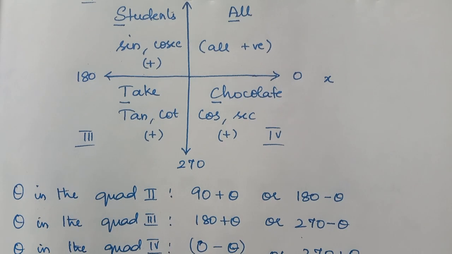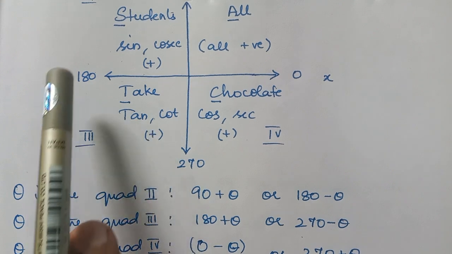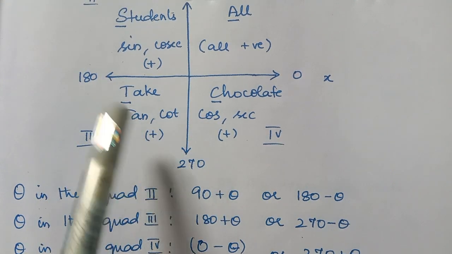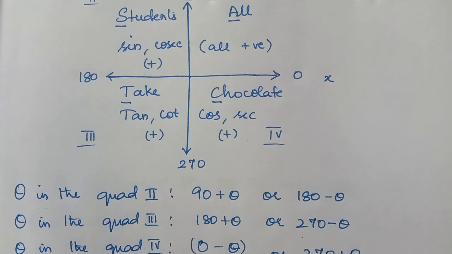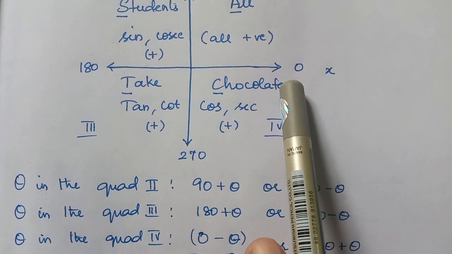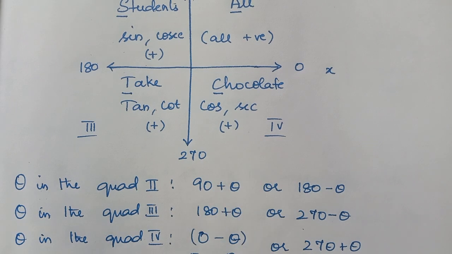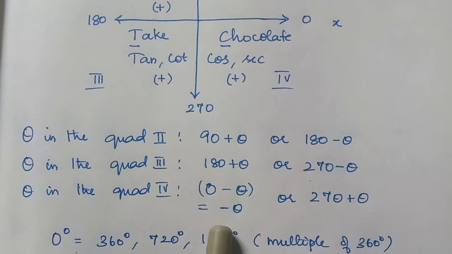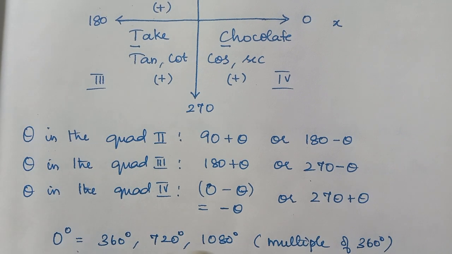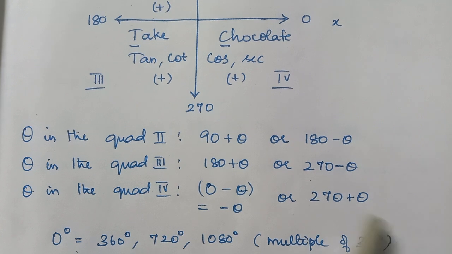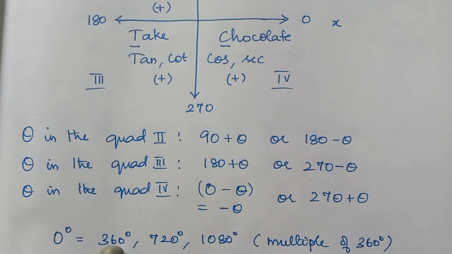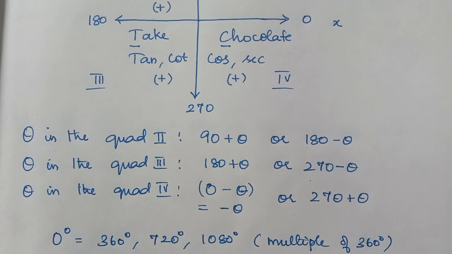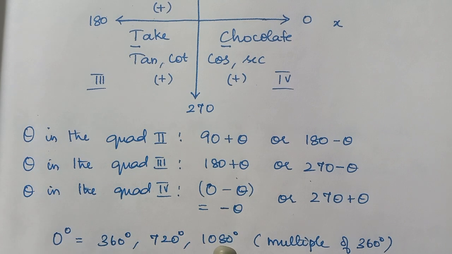Suppose theta lies in the third quadrant: that means 180 plus or 270 minus. Suppose in the fourth quadrant: that means 0 minus or 270 plus. So 0 minus theta can be written as minus theta. And you must know that 0 is also 360, 720 and 1080, so it is a multiple of 360. All these values are the same, so you can simply put 0. You must know this, which is very important.